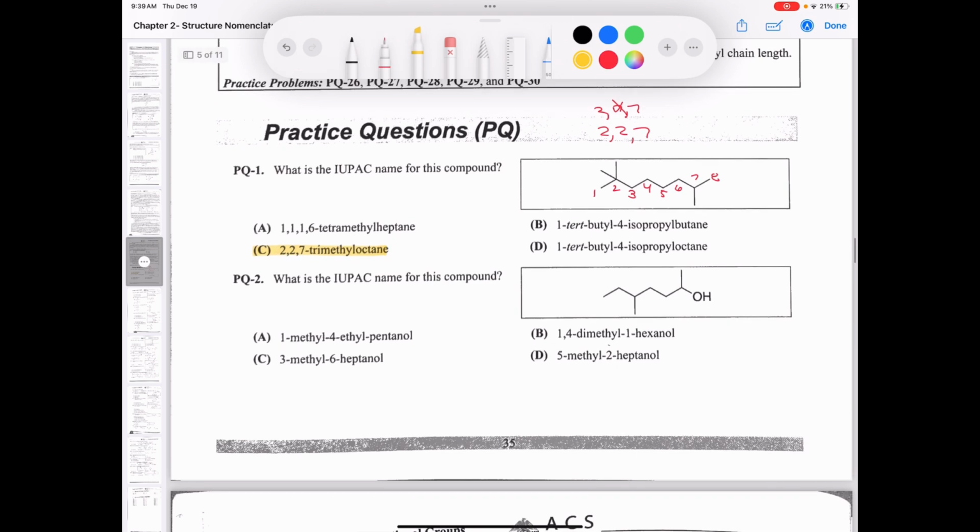Let's keep going. Question number 2. This one's an alcohol. We know the rule is when we're naming an alcohol, the longest carbon chain has to contain the alcohol or the hydroxyl group. And so we'd start numbering here because not only does the longest chain have to contain the hydroxyl group, but we want to give this hydroxyl group the lowest possible number. So we're going to go 1, 2, 3, 4, 5, 6, 7, like that. So we have a 5-methyl 2-heptanol. And so, yeah, the answer is going to be D, 5-methyl 2-heptanol.